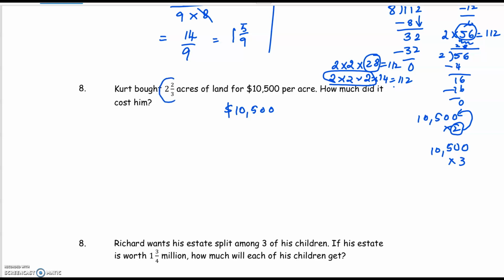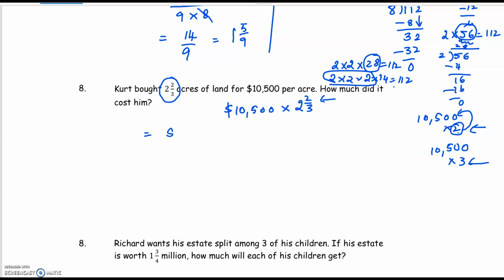Now, we don't have a whole number, but we want to purchase 2 2/3 acres of land. So all we do is multiply with 2 2/3. And that gives us the total cost of 2 2/3 acres of land. The idea is the same. When you want to buy 2 acres, you multiply by 2. When you want to buy 3 acres, you multiply by 3. When you want to buy 2 2/3 acres, just multiply with 2 2/3.